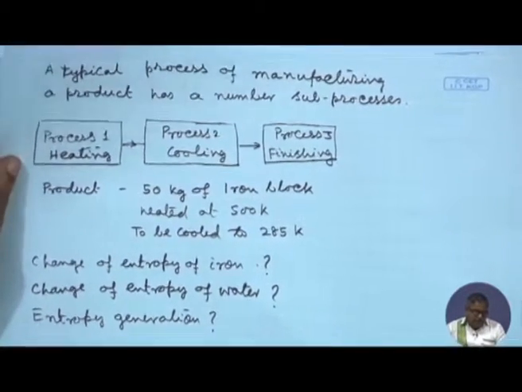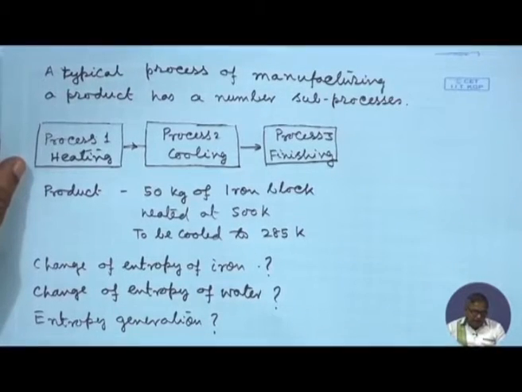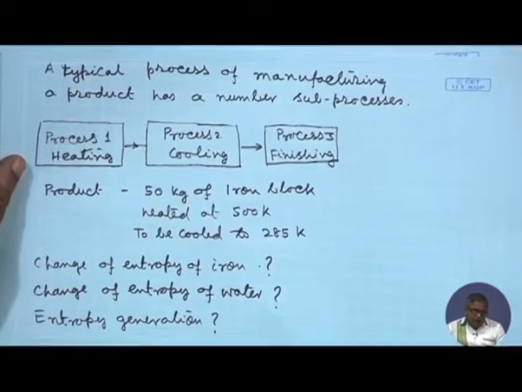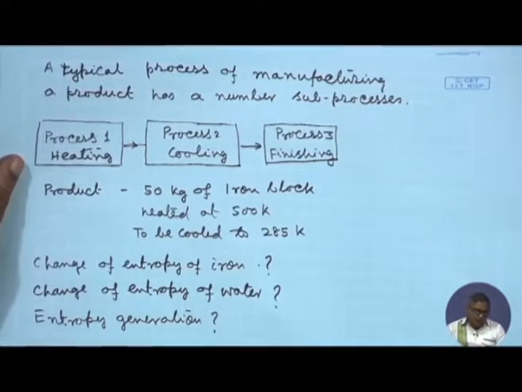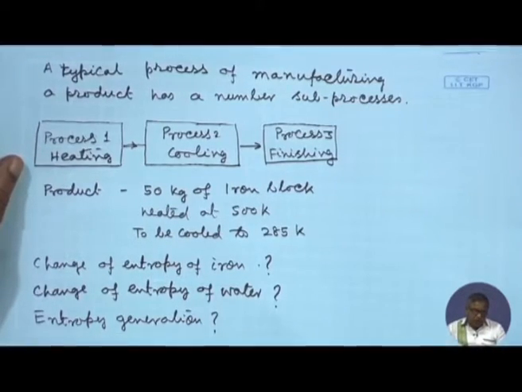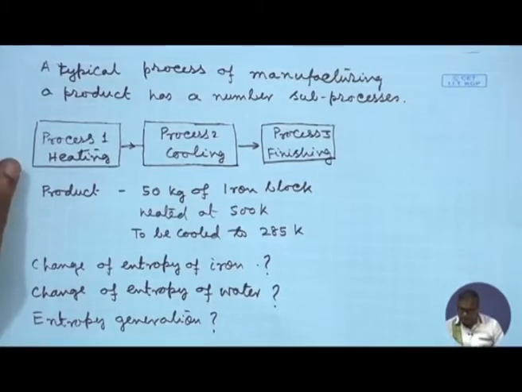Certain information has been given. 50 kg is the mass of the iron block. Initially its temperature is 500 K and it is to be cooled to 285 K, and we have to calculate the change of entropy of the block, change of entropy of water and entropy generation. We have done the calculations and what we have got is like this. Let me put it again.